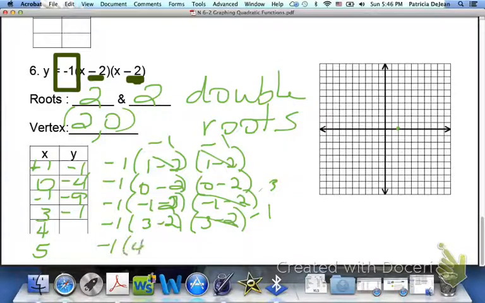Negative 1 times 4 minus 2 times 4 minus 2. Again, we're just putting the x in for those x's. So that's positive 2 times positive 2. 4 times negative 1 is negative 4. And so this one would also be symmetric at negative 9. So we can go and graph our positive 1 is going to negative 1 right here. Our 0 is going to 4, negative 4, and our negative 1 is going to negative 9.